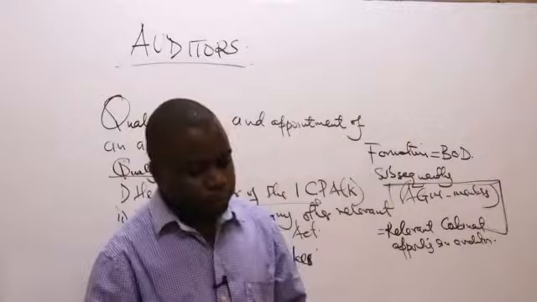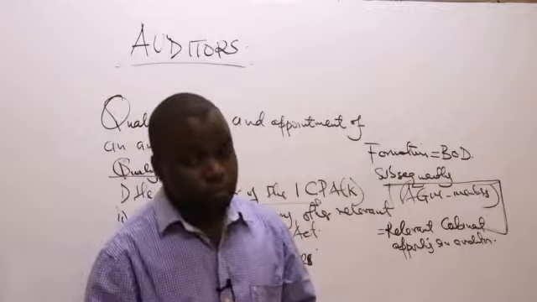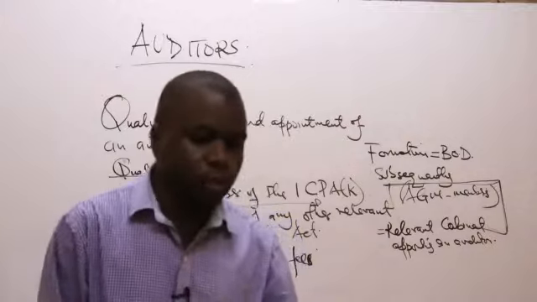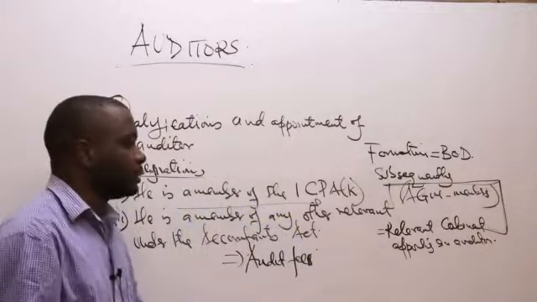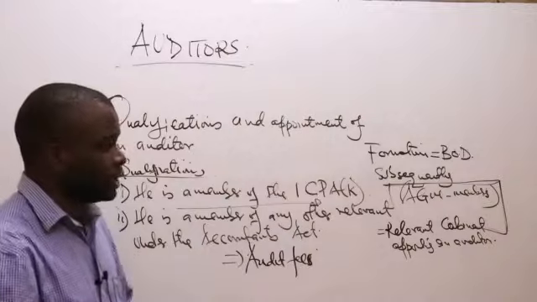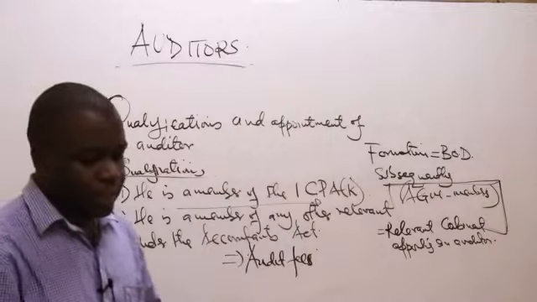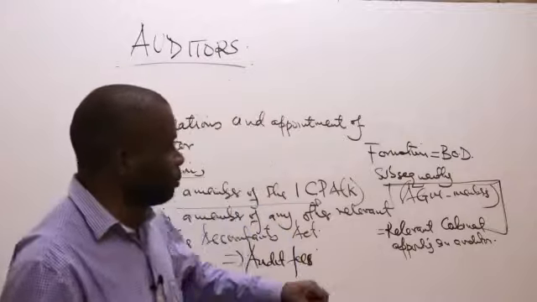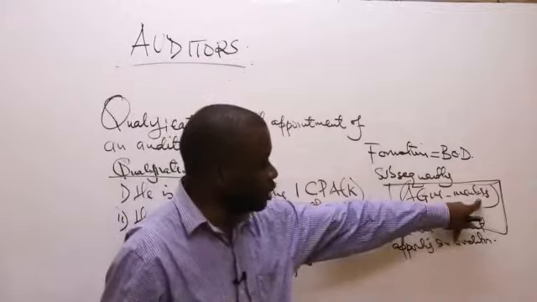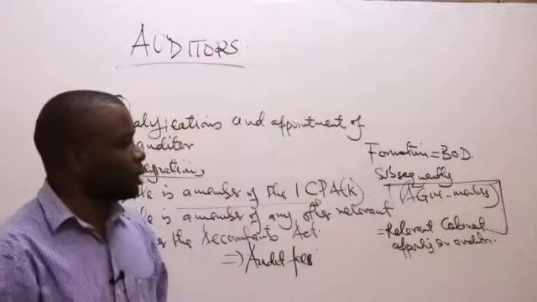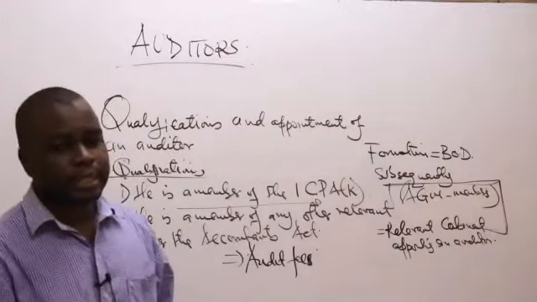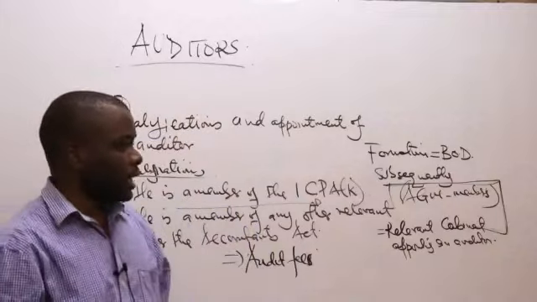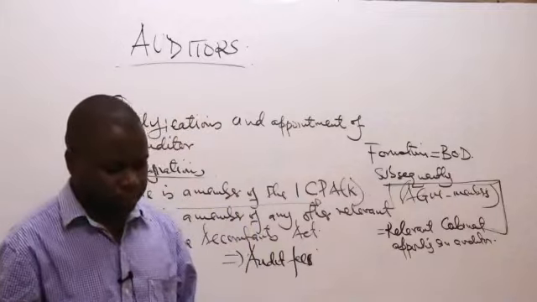Then number 2, he will hold office until the end of the first AGM. So that's when the members will take over the appointment of the auditor. So number 2, he will hold office until the end of the first AGM.